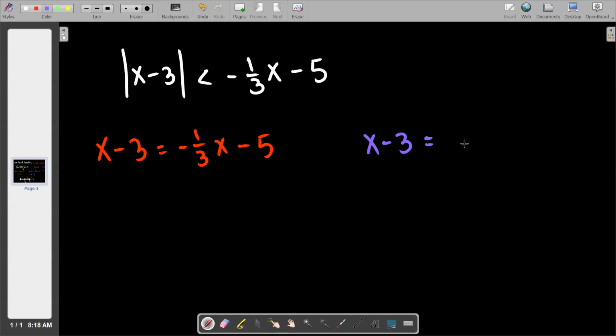X minus 3. Nice job. 1/3 of x plus 5. You guys are good at hitting that right side with the double switch. Good job. So this is a good time for fraction killing, right?